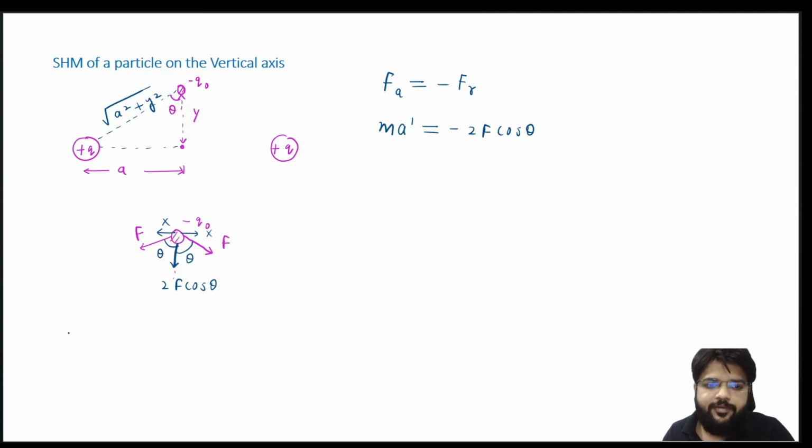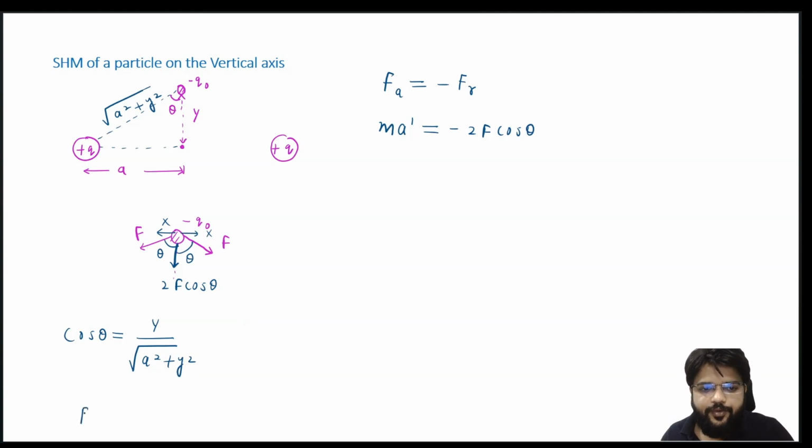If you look at the geometry, everyone, cos theta value is what? It is the base by hypotenuse. So cos theta is y by root a square plus y square. This is the value of cos theta. Alright. Now we want the F value also.